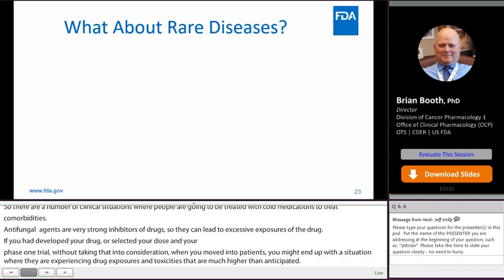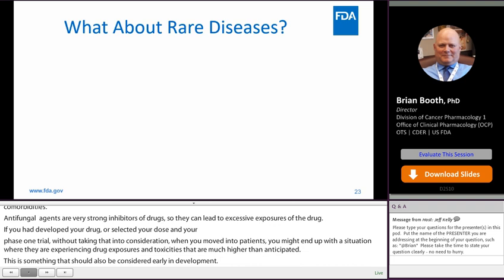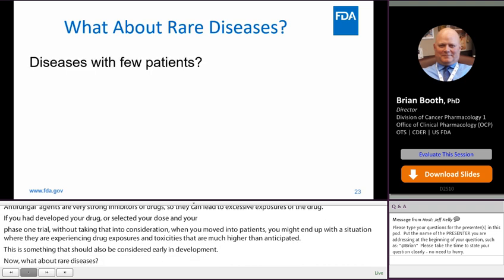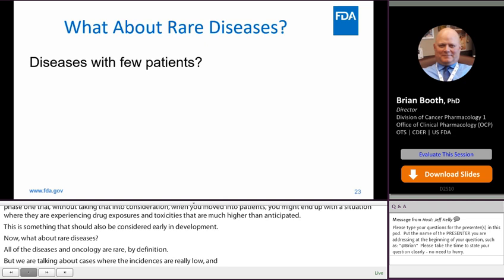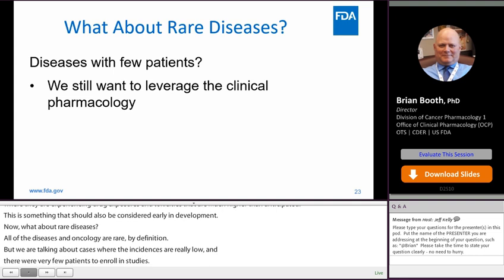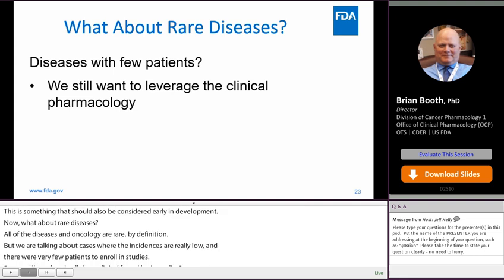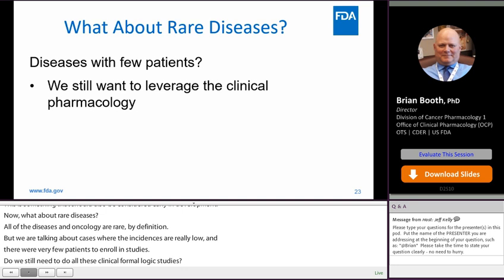Now, what about rare diseases? All the diseases in oncology are rare by definition, but we're talking about cases where the incidence is really low and there are very few patients to enroll in studies. Do we still need to do all these clinical pharmacology studies? Well, the answer is we still want to optimize the dose in these patients, and we still want to leverage the clinical pharmacology because all of the issues that I've described so far also apply to the drugs that are developed for these indications. But it's a valid question, how do we do these kinds of studies if we don't have the patients for them?